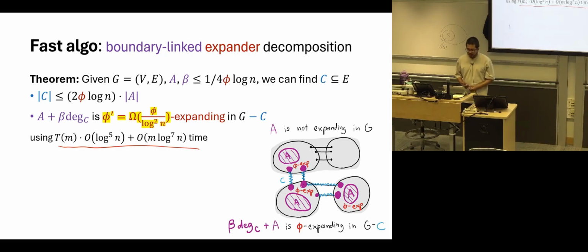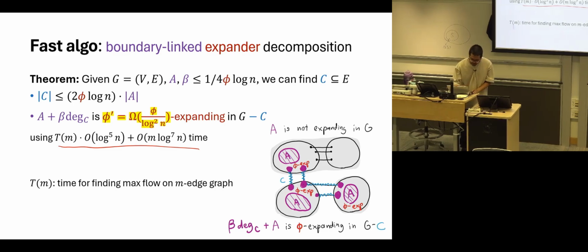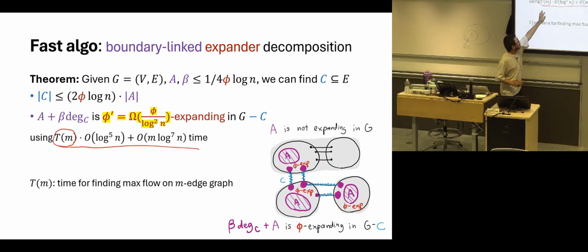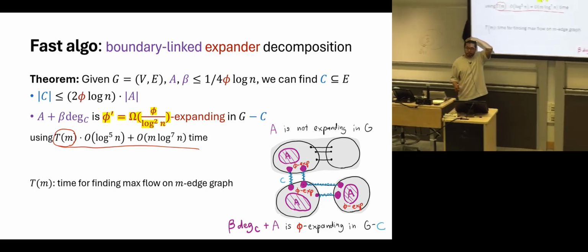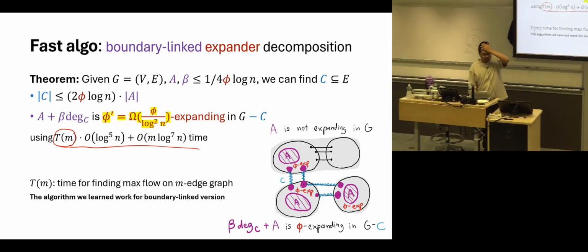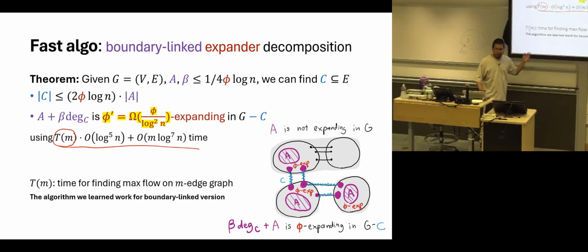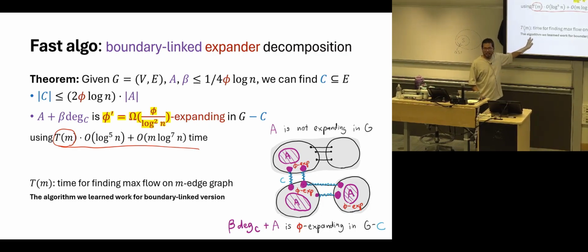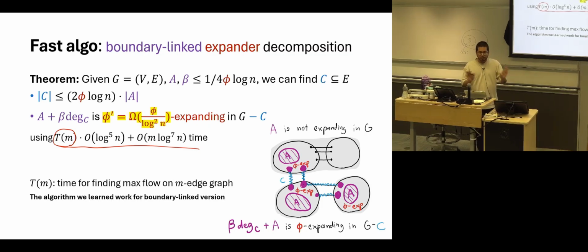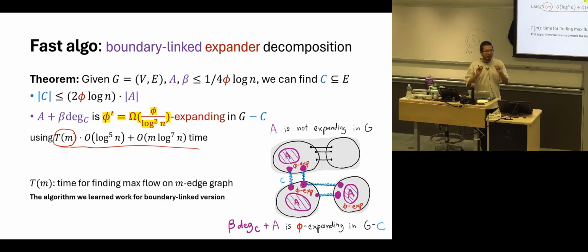Okay. And just recall that Tm here is the time to compute a phi max flow, so you just need polylog max flow calls. And yeah, if we have time, we're going to recap how to compute this again. But for now, let's assume this. Let's assume that we can build boundary linked expander decomposition fast, like polylog max flow.